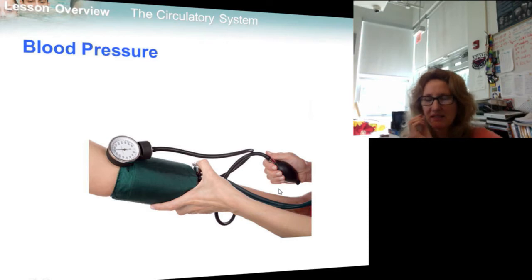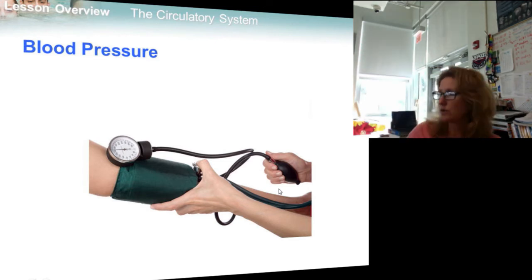The number represents the systolic pressure, the first number, the force in the arteries when the ventricles contract. When the pulse sound disappears, the second number is recorded, which represents the diastolic pressure, the force in the arteries when the ventricles relax. The typical blood pressure reading for a healthy teen or adult is below 120/80.